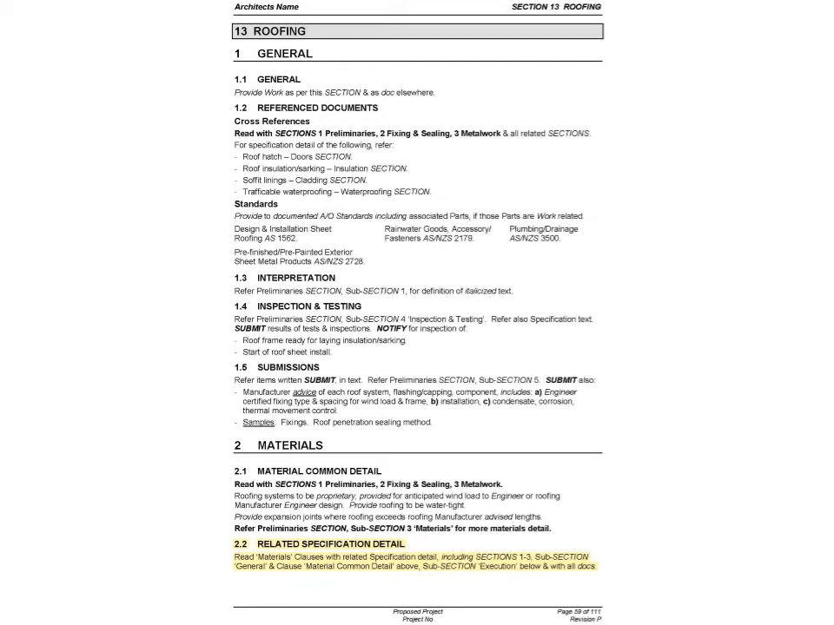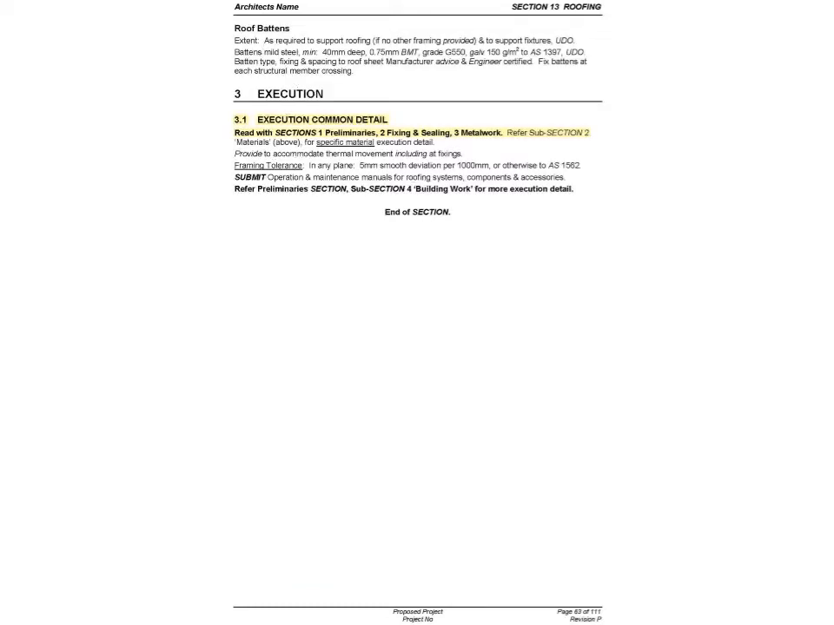Let's go now to the execution subsection. It is short, and I'll explain why soon. So execution always starts with clause 3.1 execution common detail, and always leads with read with sections 1, 2 and 3. That is the 4th and final reference to the 3 common sections. The execution subsection is short because it does not format execution clauses to mirror materials clauses. This interrupts reading.